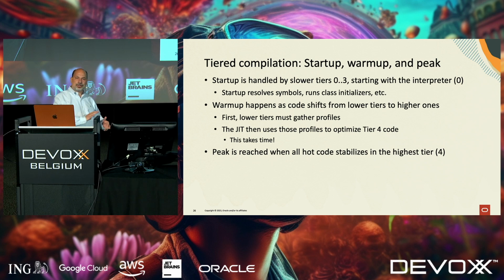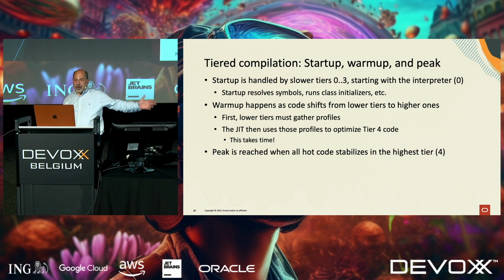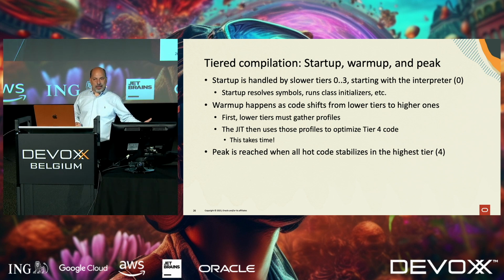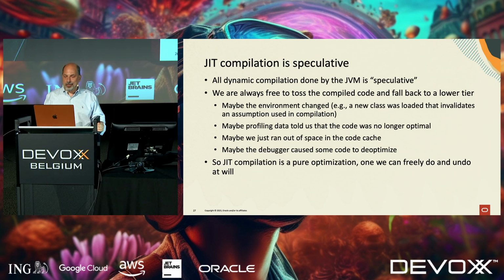Warm-up happens as the code we're running shifts from the lower tiers to the higher tiers. We use the lower tiers to gather profiling information. The JIT then uses that to make better optimizing decisions. And the reason that we do this in a tiered fashion is that if we gather profiling information early, we can make better compilation decisions when we run the more expensive compiler. And peak performance is reached when all the hot code stabilizes in tier 4.